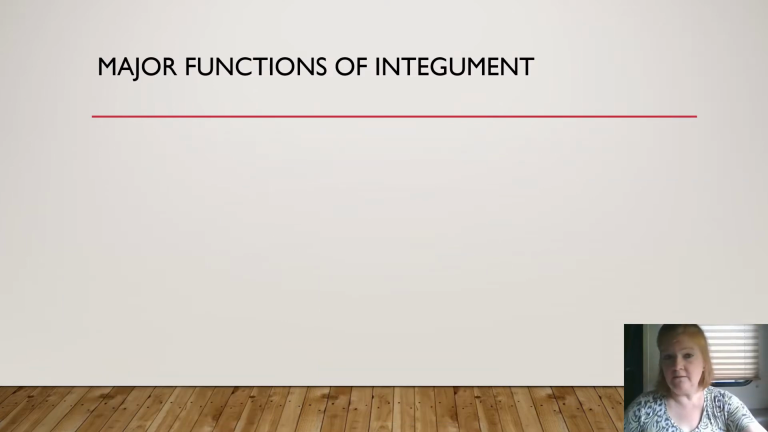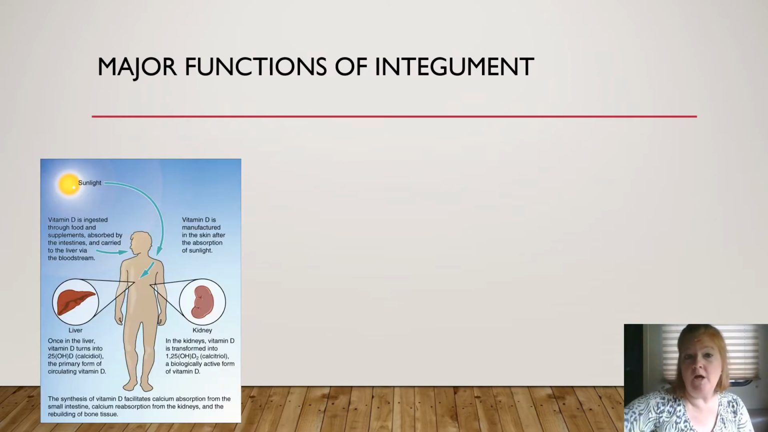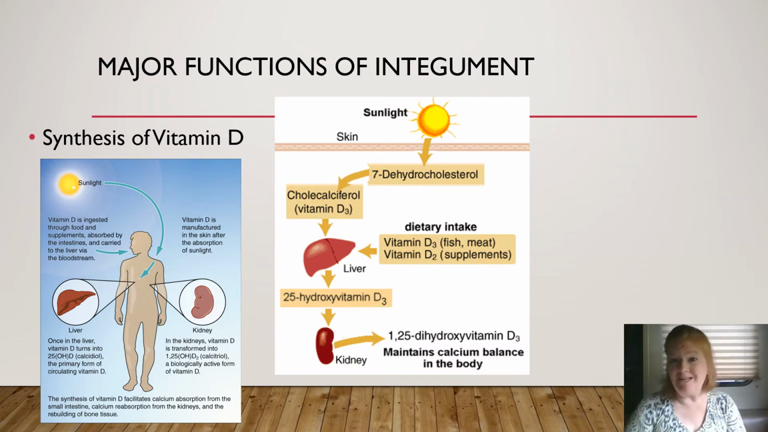What else? Well, your integument, your skin, helps to regulate body temperature. So we sweat or we shiver, also changes the diameter of blood vessels close to the skin. And it's similar to what might happen in a home. Either the heater turns on or you might use a fan. Another function is the synthesis of vitamin D. So sunlight, UV radiation helps us produce vitamin D with help from our skin. Now we need the liver and kidneys to finish the process, but it begins in the skin.